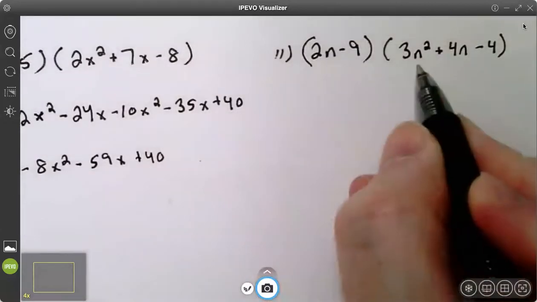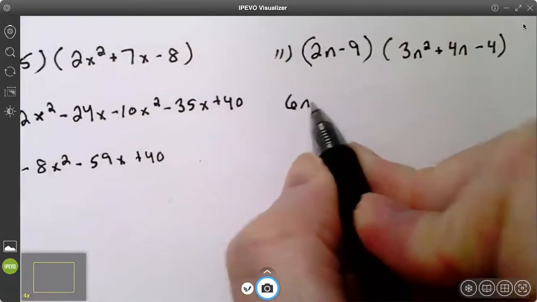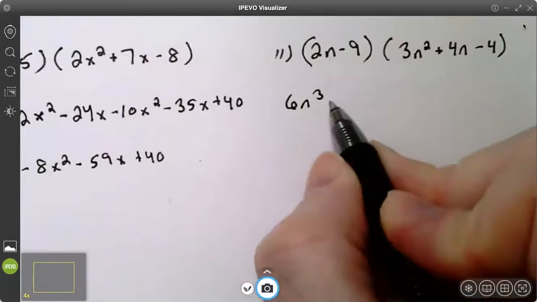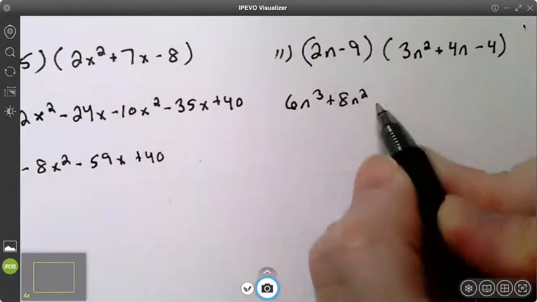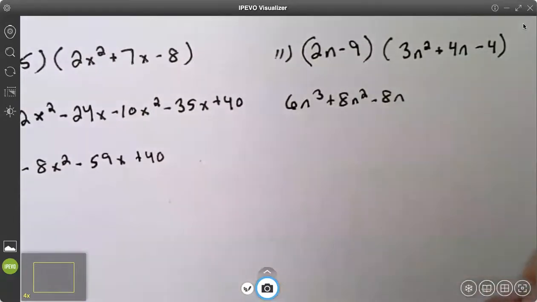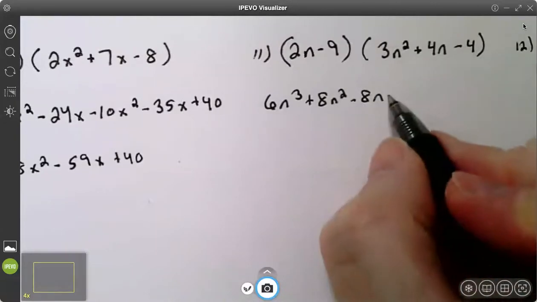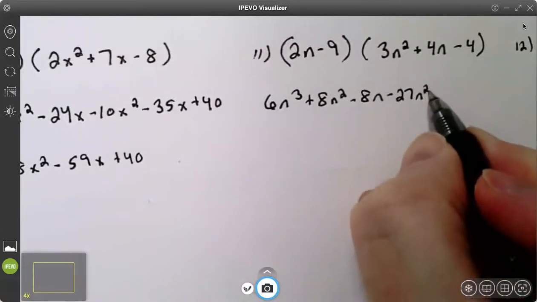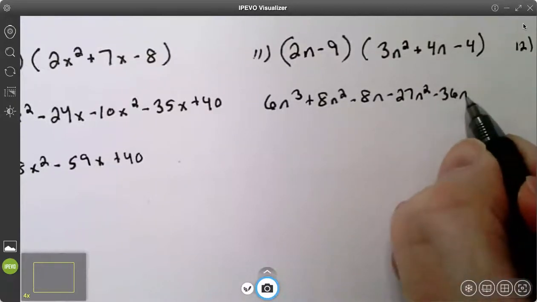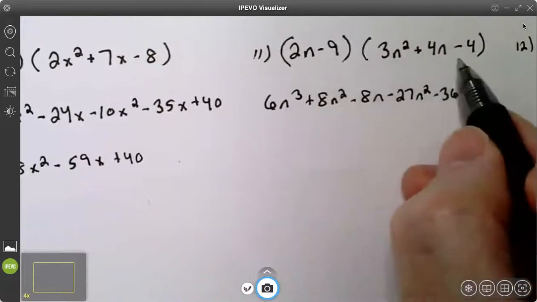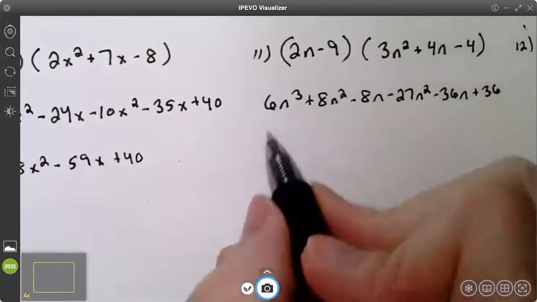On number 11, 2n times 3n squared is 6n cubed. 2n times 4n is 8n squared. 2n times -4 is -8n. Now distribute the -9. -9 times 3n squared is -27n squared. -9 times 4n is -36n. And -9 times -4 is +36.